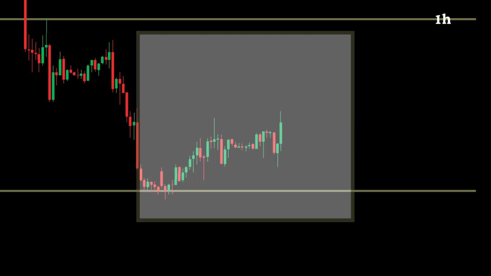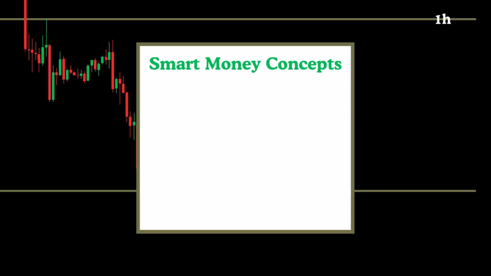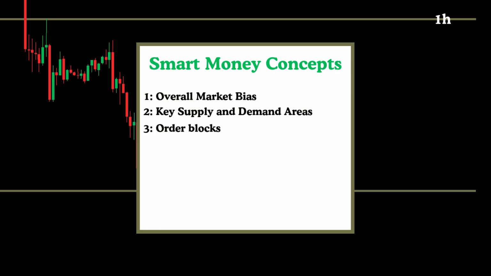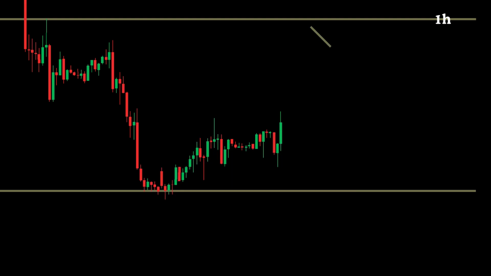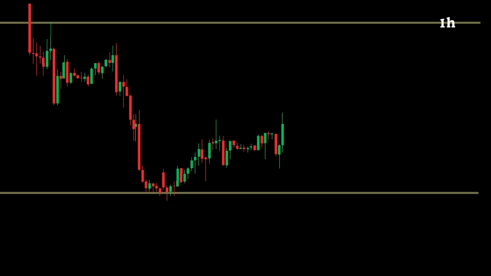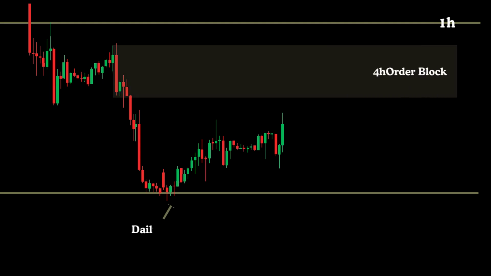Once again, we'll fully apply smart money concepts, overall market bias, key supply and demand areas, order blocks, fair value gaps, liquidity pools and zones of interest, and potential setups and trade opportunities. Based on the higher time frame directional bias, we know that the market currently favors a bearish outlook. We expect the price to get rejected from the 4-hour order block after mitigating the daily zone.